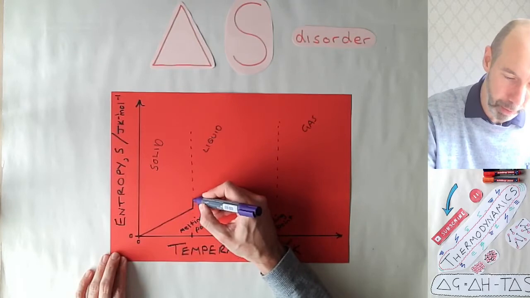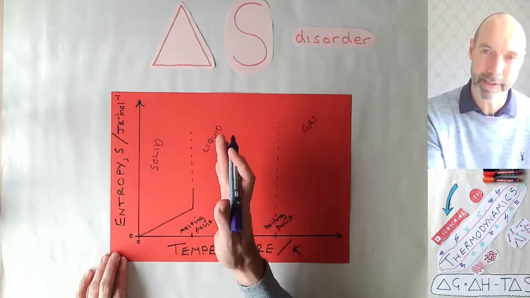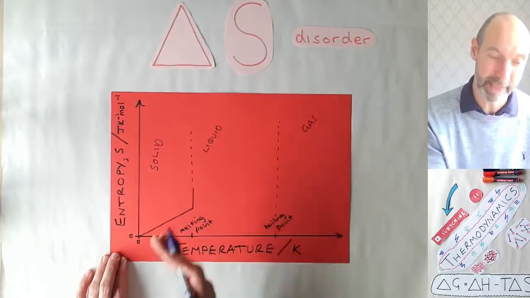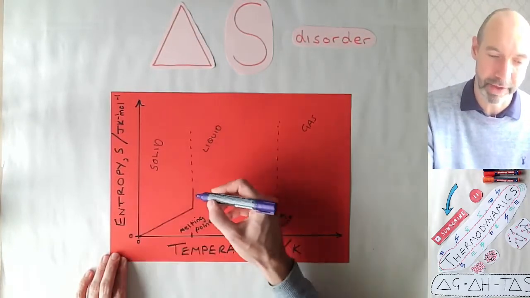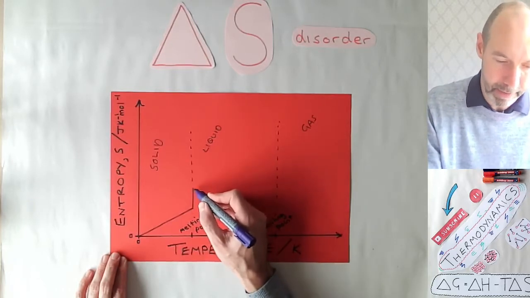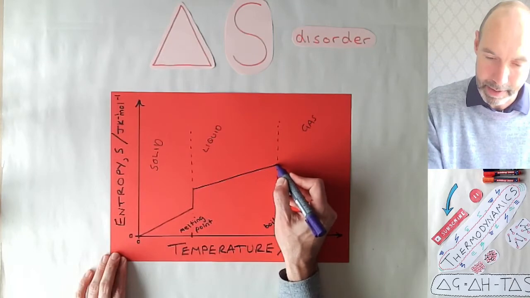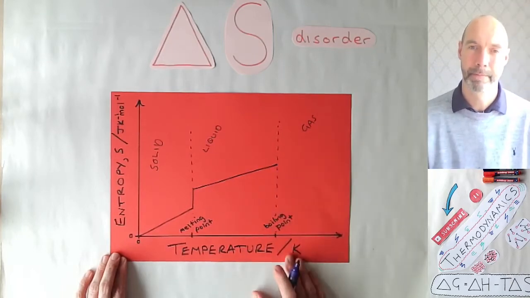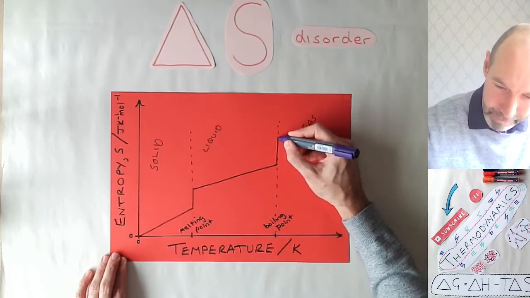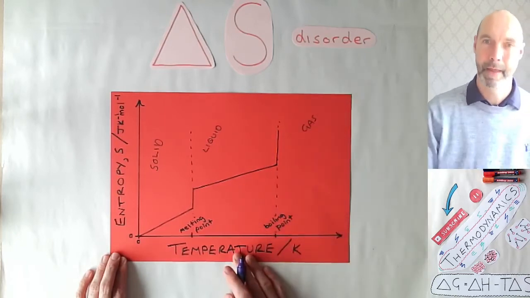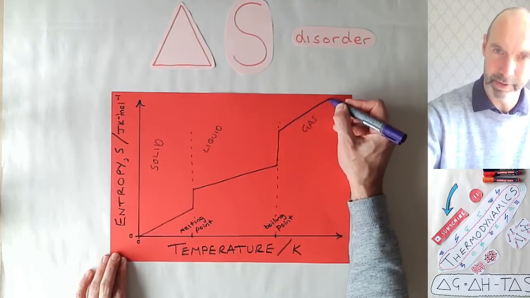So it will jump in entropy during melting, because we know the liquid is significantly more disordered than the solid. And this is a measure of the disorder. And again, the liquid will slowly increase in disorder. And then as it becomes a gas, we have quite a significant jump here. And then once again, if you increase the temperature of a gas, the disorder increases.